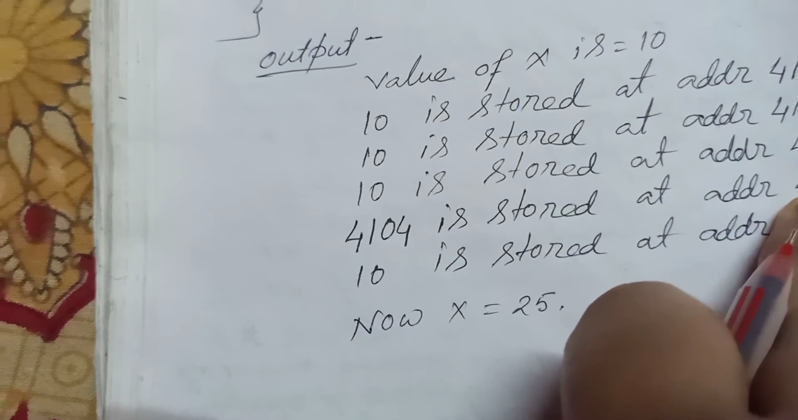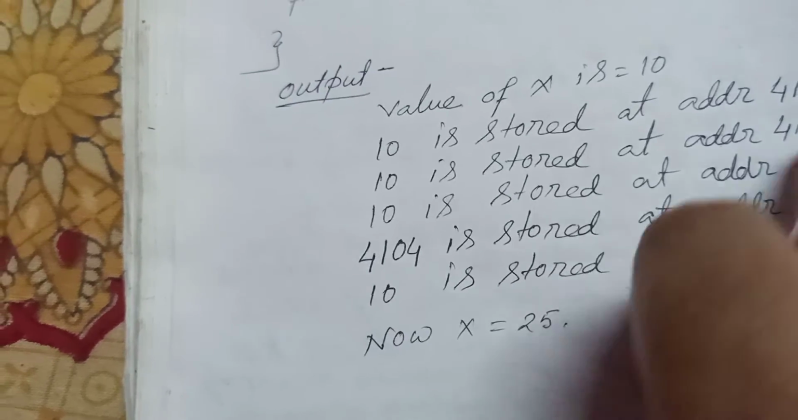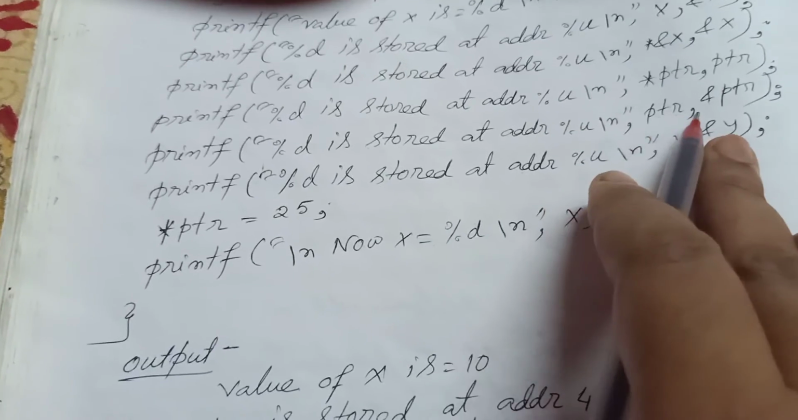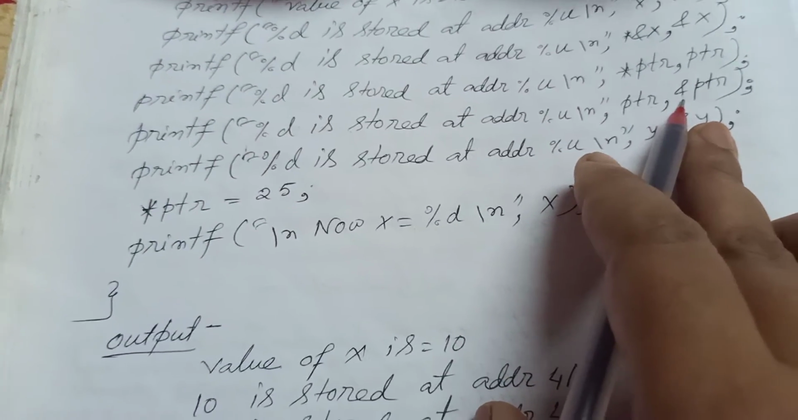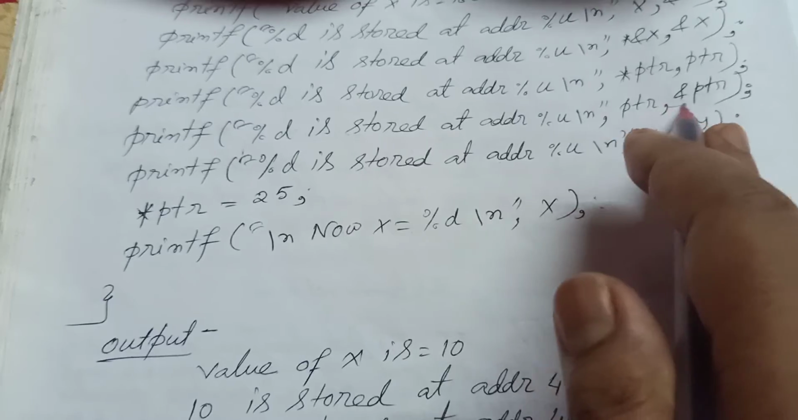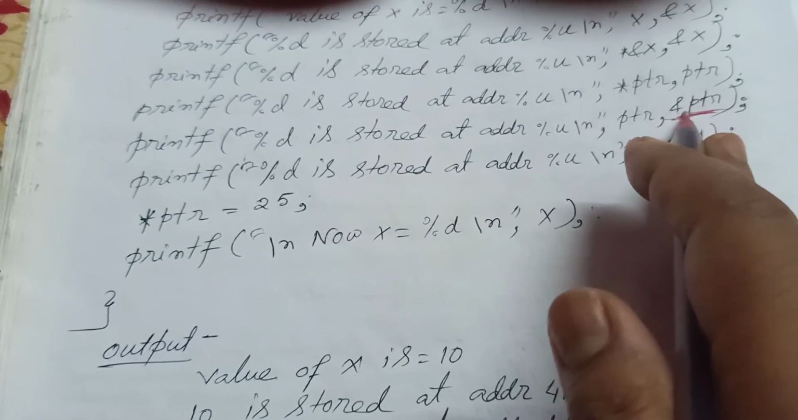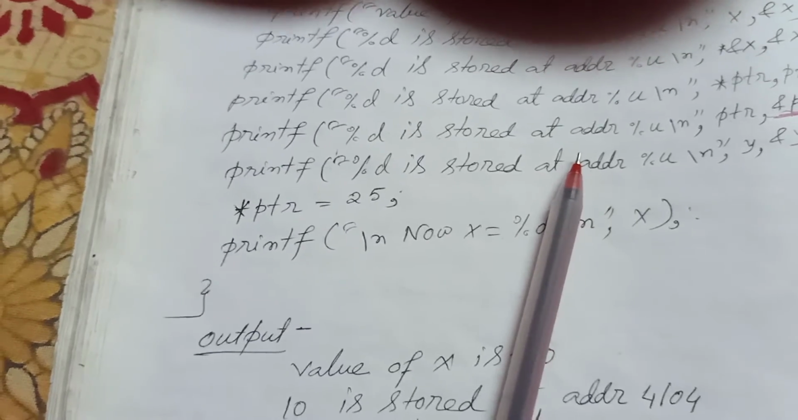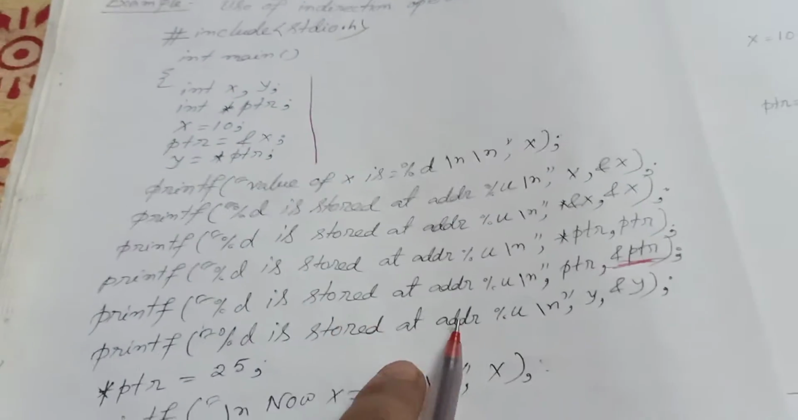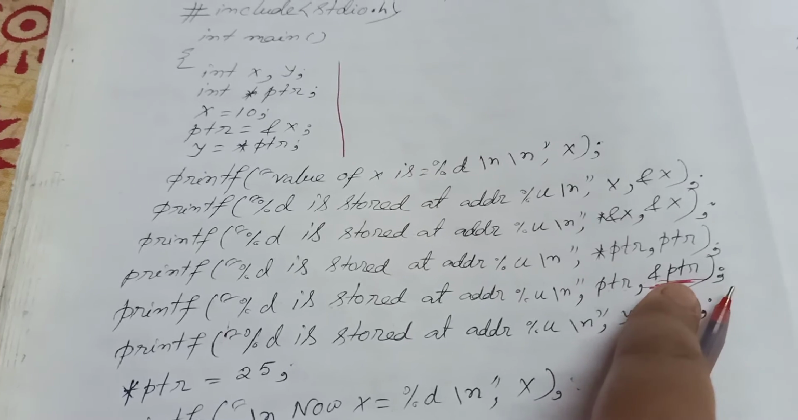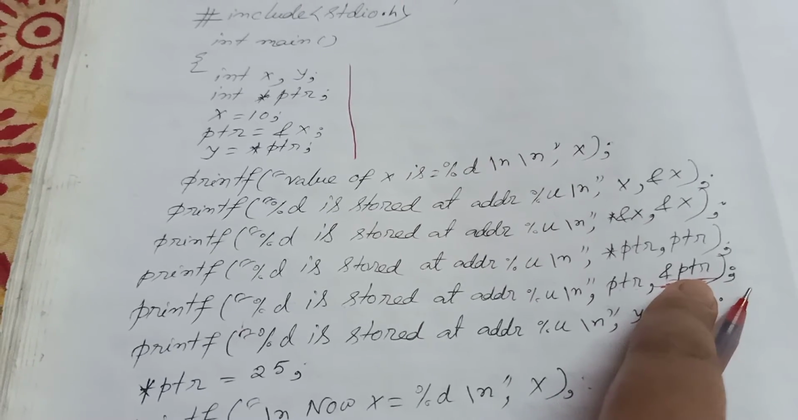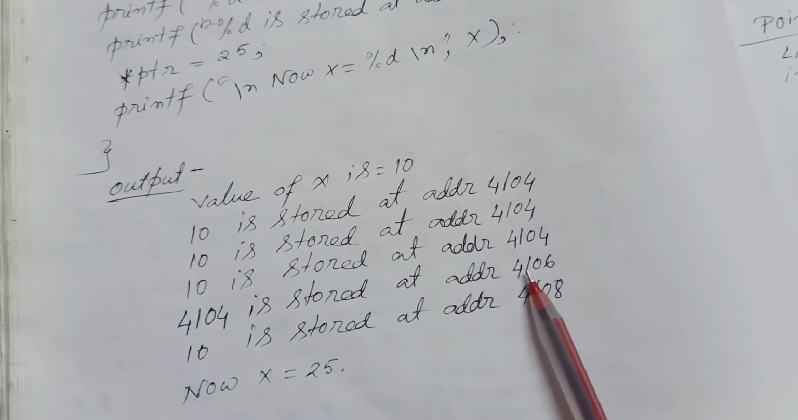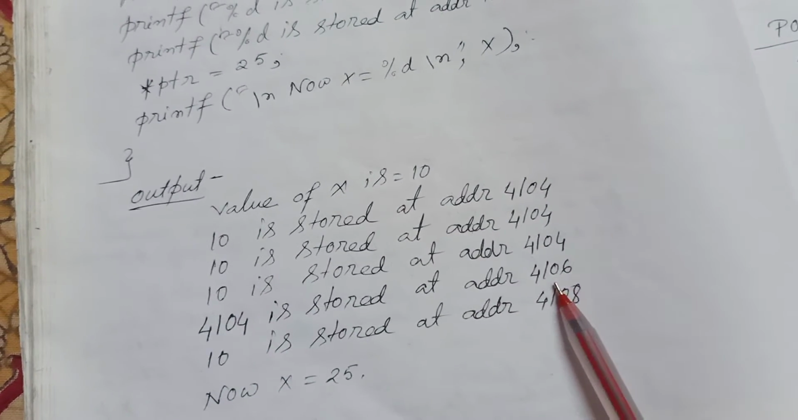Why is it so? Because we are taking ptr, ampersand ptr. That means for the pointer variable, we are showing the address of pointer variable ptr by using ampersand. So it shows the address value of the pointer variable.